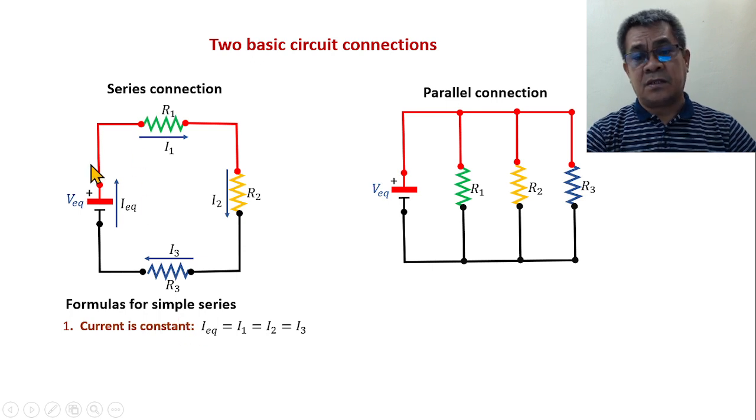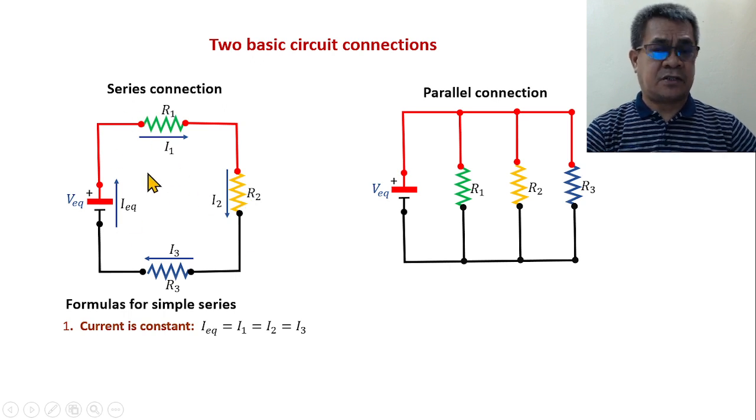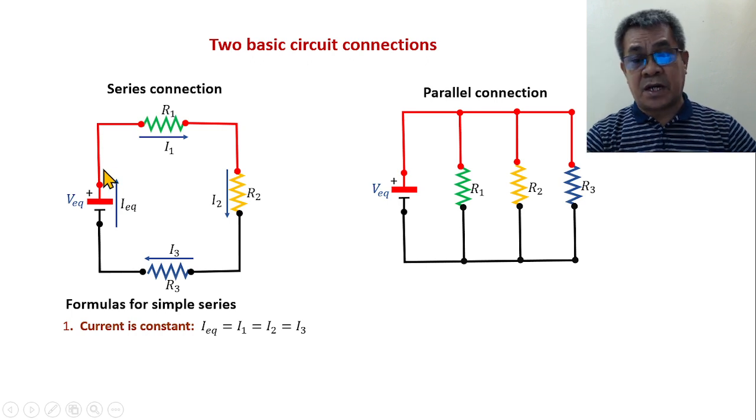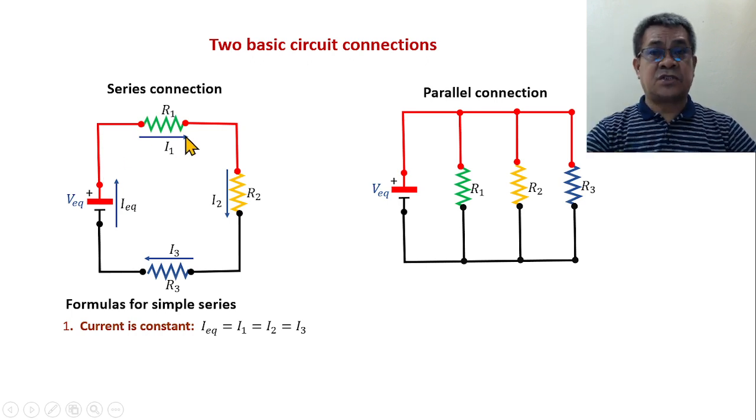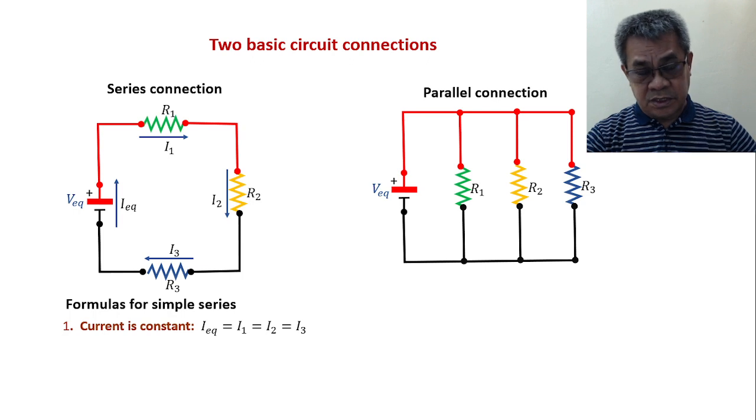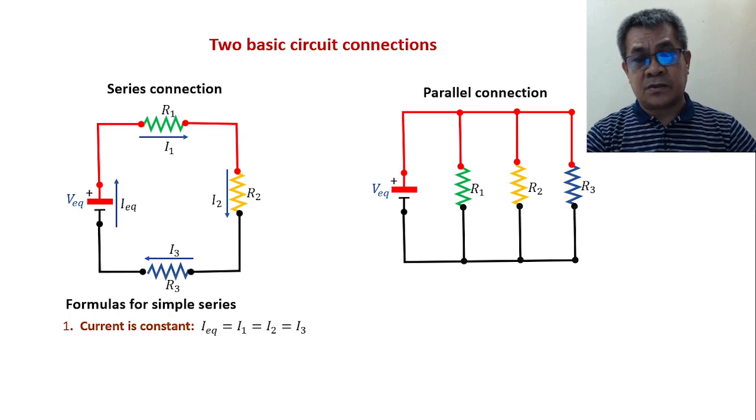The reason is, there is no split of electrons that passes through the conductor. The analogy is, you can think of water that passes through a pipe. If there's no junction in the pipe, then the amount of water that goes in must be the amount of water that comes out at the other end. So since there's no split, current must be the same.